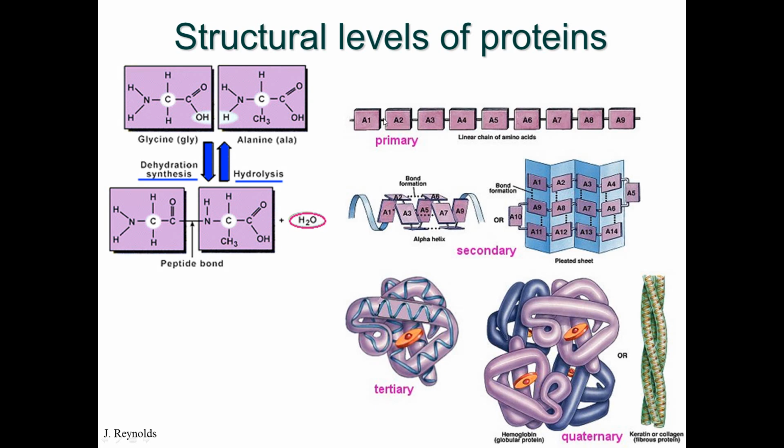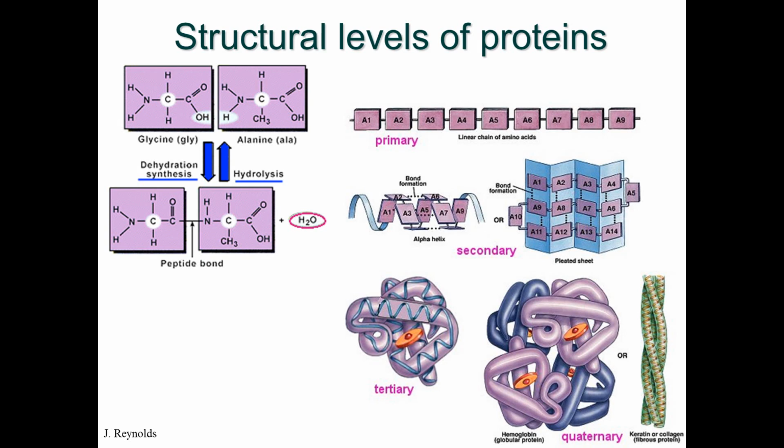These little links between the beads, or the amino acids, are covalent bonds. You see a covalent bond right here. It's called a peptide bond between these two amino acids. It's called primary structure. It's the sequence of the amino acids, the order of the amino acids.